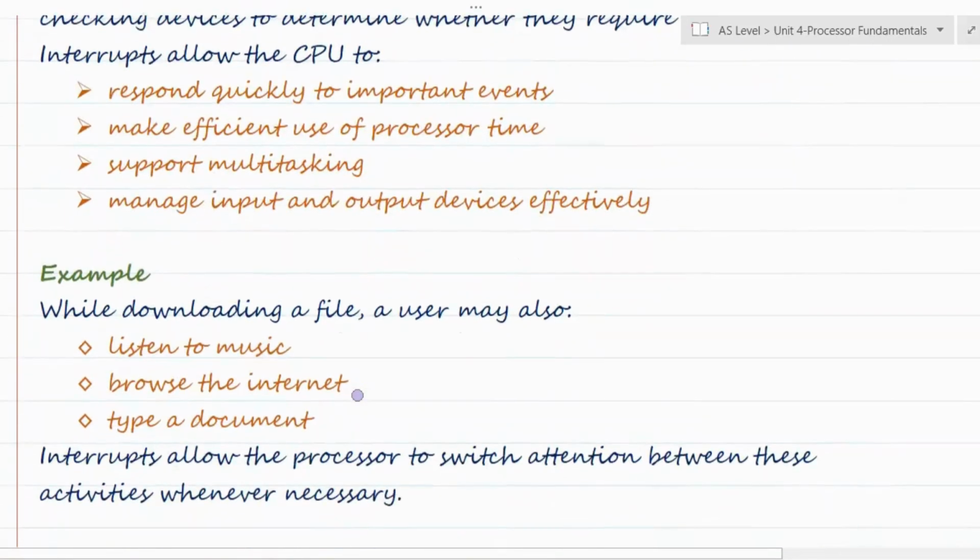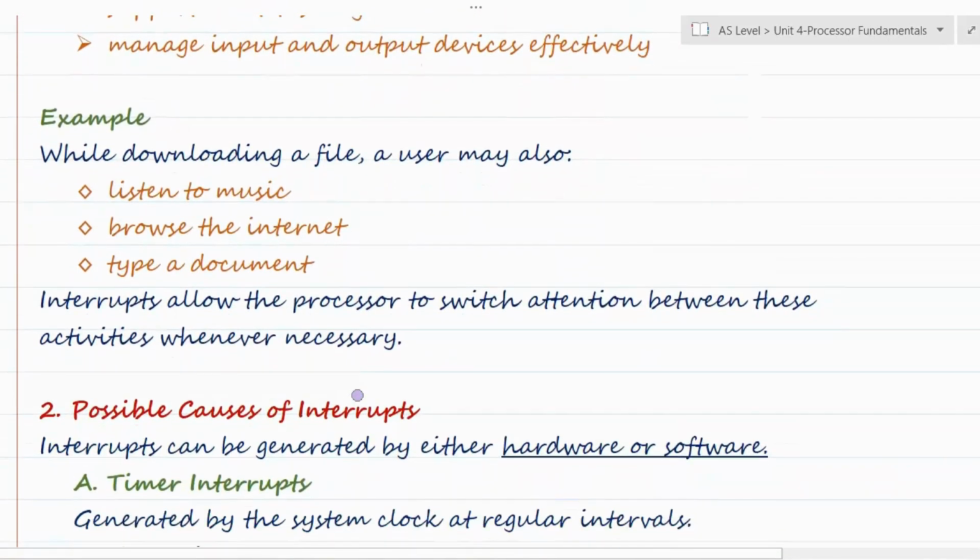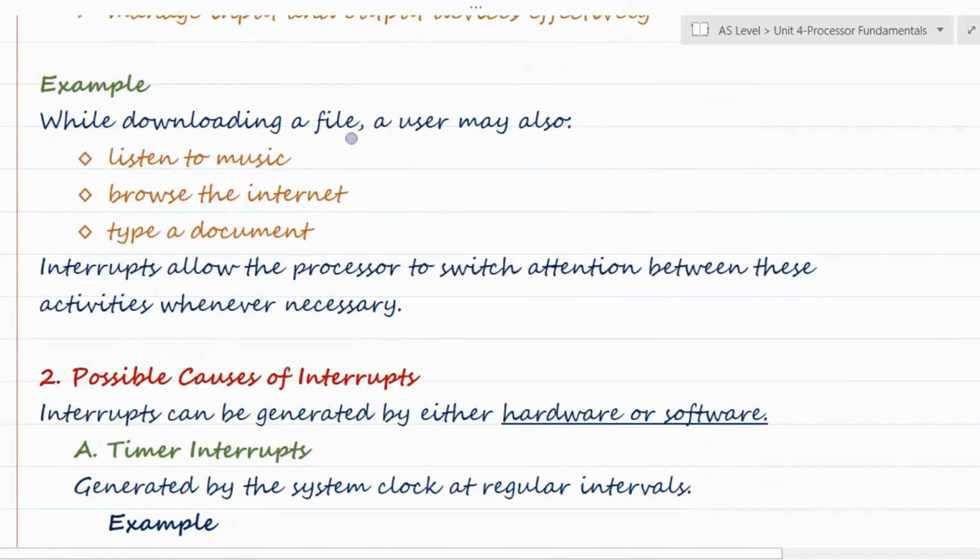Let's talk about a real life example. Suppose you're downloading a file. At the same time, you are listening to music, browsing the internet, and maybe typing a document also. It appears as if all these tasks are happening simultaneously. Interrupts help the CPU switch attention between these tasks whenever required, making multitasking possible.